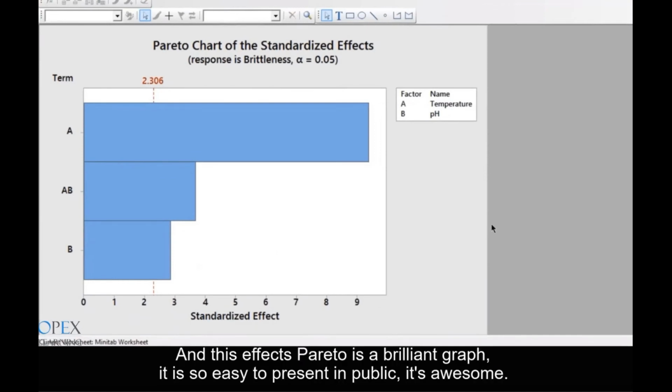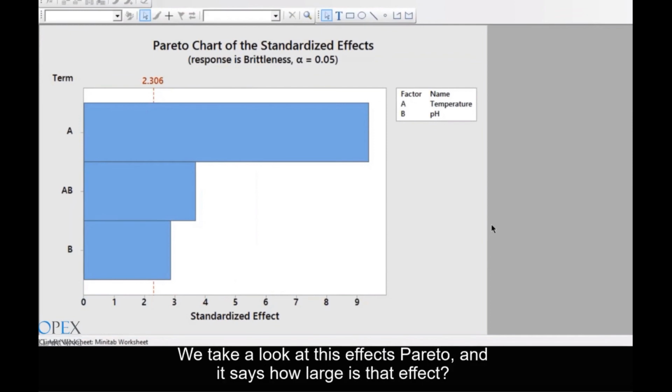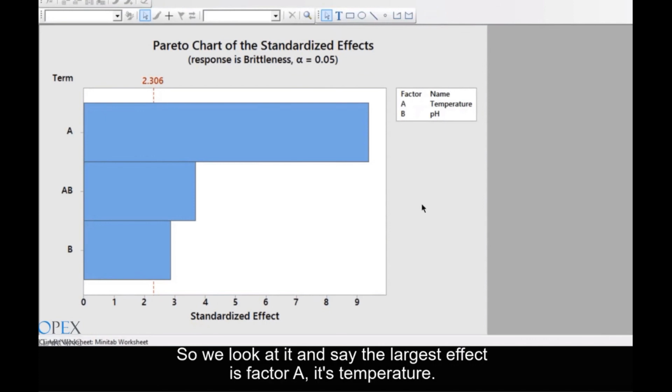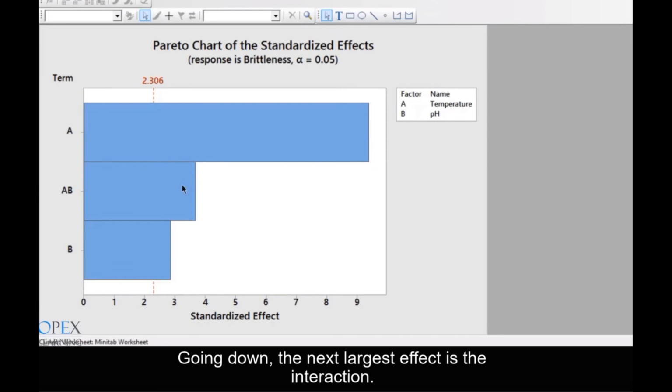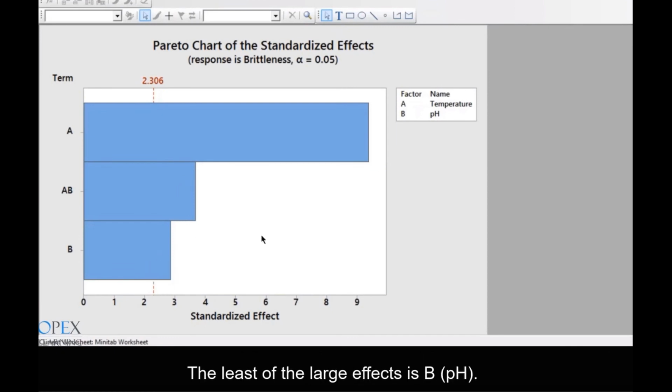And this effects Pareto is a brilliant graph. It is so easy to present in public. It's awesome. We take a look at this effects Pareto, and it says how large is that effect. So we look at it and say the largest effect is factor A, temperature. Going down, the next largest effect is the interaction. Least of the large effects is B, pH.